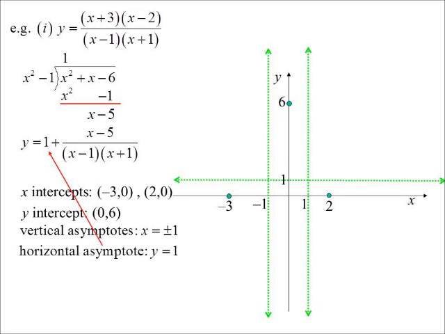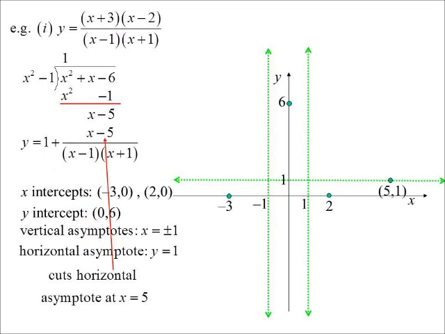Horizontal asymptote at 1 in this case. Draw that in. Will it cut the horizontal asymptote? And the answer is yes, it will, because it is possible for this remainder to equal 0. It will equal 0 at x equals 5. So therefore, over at x equals 5, it will cut the asymptote.